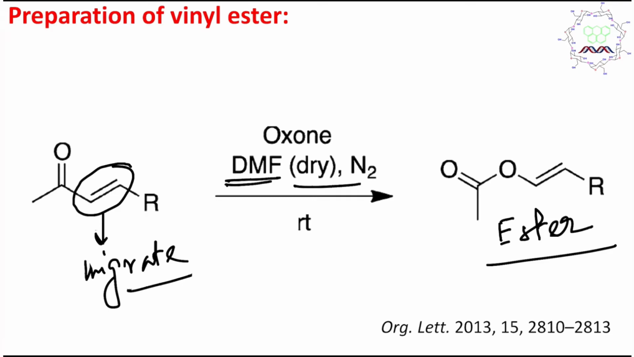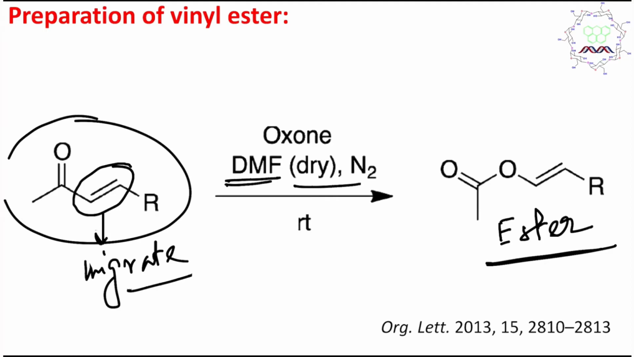If you take simple DMF it will result in carboxylic acid, but if you take a ketone you will end up in a particular ester, and in this case it resulted in this vinyl ester. And the question is, why does this need to be dry? Because if you have moisture in the reaction medium you may get some amount of acid as a byproduct, which we don't want.